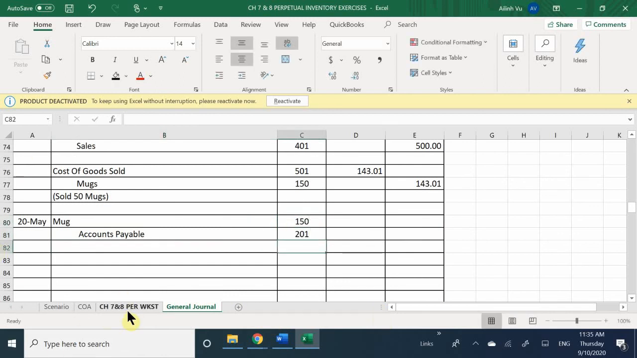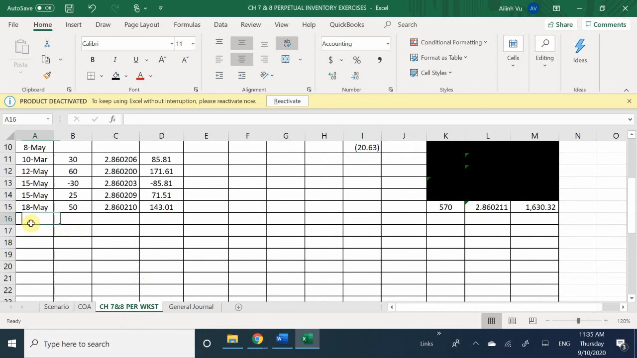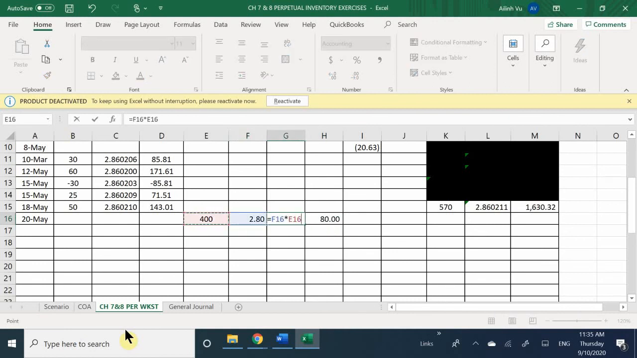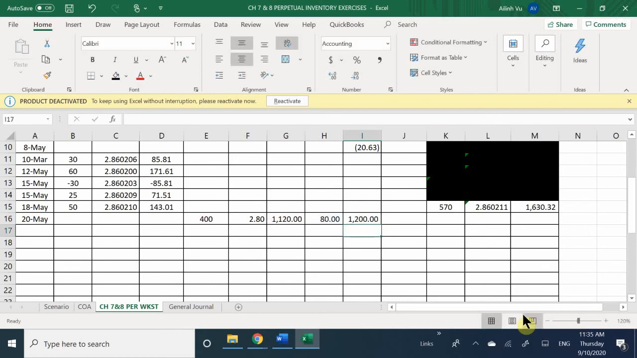All right, so now we're going to go into our inventory worksheet. So for May 20th, we purchased 400 items at $280. All right, and my freight was $80, right? Okay, so here you go. What is my total purchase price? $1,120. What is my total cost here? 1,200. All right. And we're going to go ahead and pull it straight through.